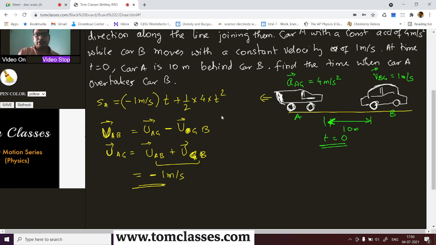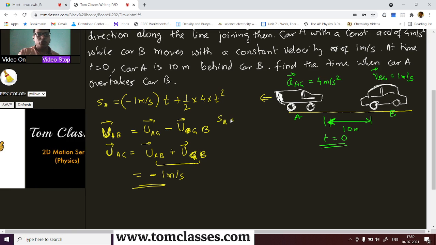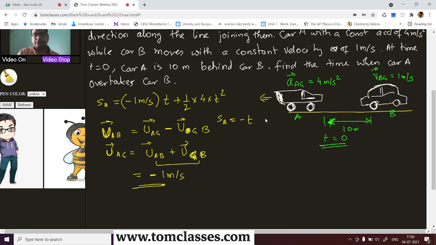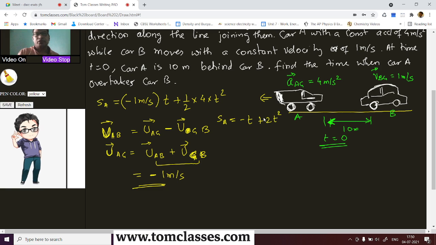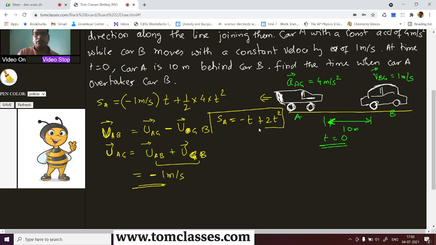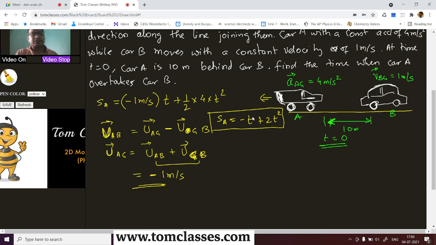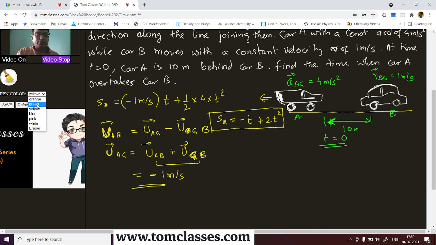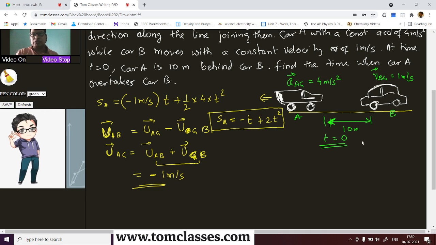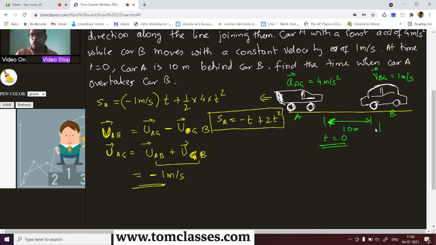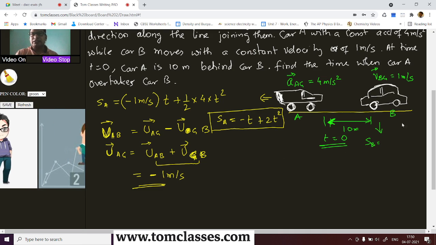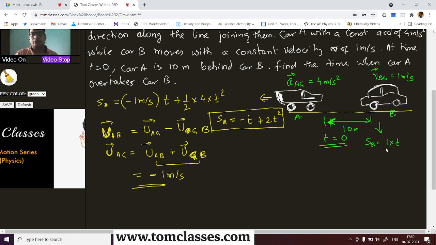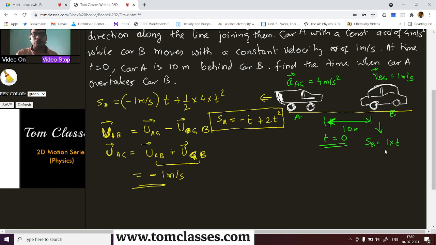Okay, so the distance covered by A is going to be what? This distance is going to be minus t, and this is plus 2t square. Okay, so this is how this particular body will be covering its distance. Now if I consider the second body, because the time traveled for both the bodies is the same, what is going to be the distance covered by body B? It is moving with constant velocity, so it is going to be 1 into t. Okay, so there is no acceleration here, so it is 1 into t.